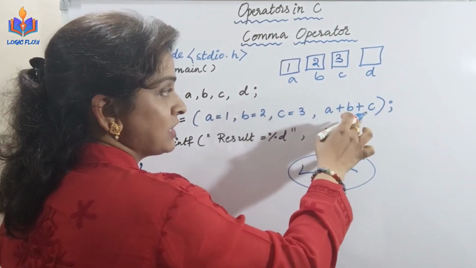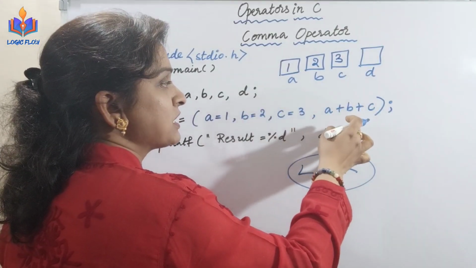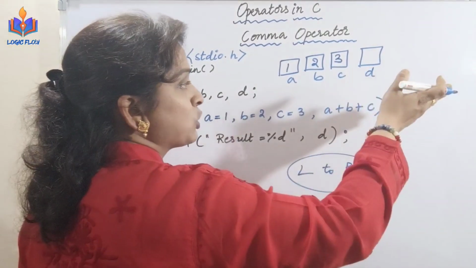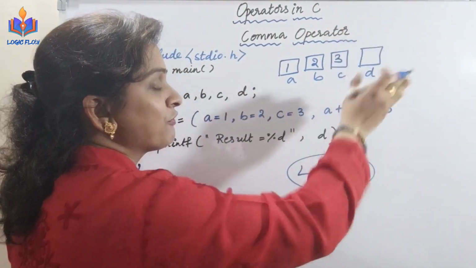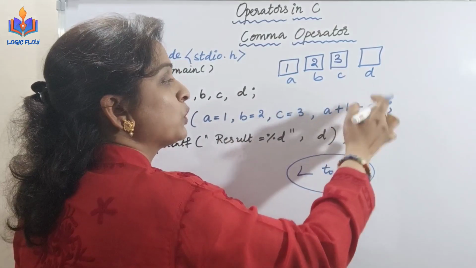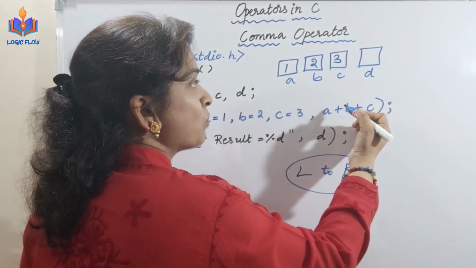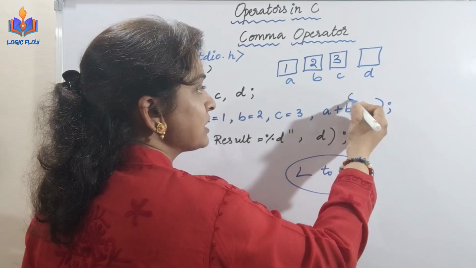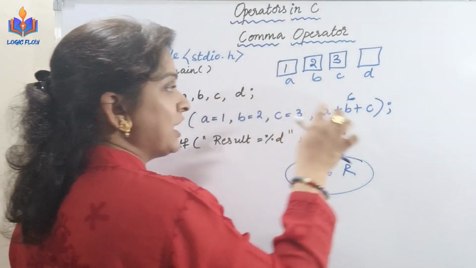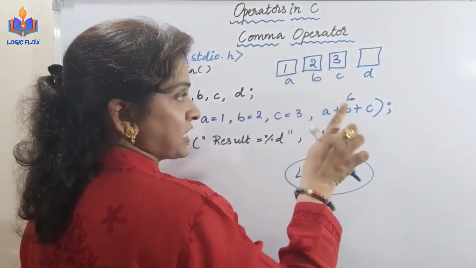Evaluate this also. So compute A plus B plus C, evaluating from left towards right. My final operand is this. I am going to add up all these values. It is A plus B plus C, it is 1 plus 2 plus 3. So it is 6. So my final expression that is towards right is 6.